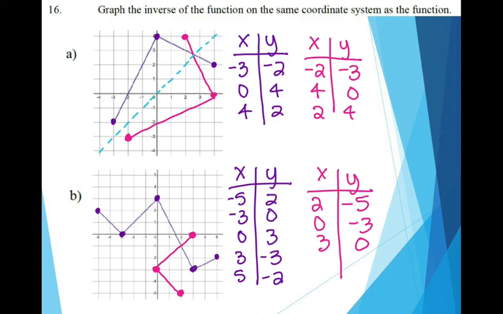Okay, and then 3, -3 becomes -3, 3. Go ahead and connect those. And 5, -2 becomes -2, 5. And voila! And once again, you can see that my purple and my pink functions are mirrors of each other over the line y equals x.